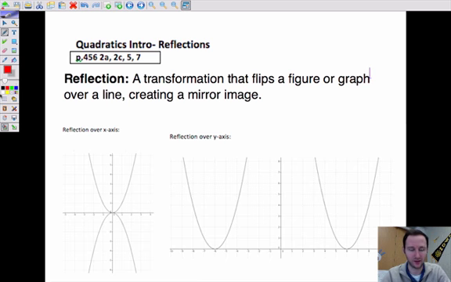Specifically, we're looking at parabolas. And in this one, we are going to look at a reflection, which also moves the shape, but sort of in a different way and kind of does something different with it. So before we look at parabolas, let's get this definition copied down. So a reflection is a transformation that flips a figure or a graph over a line, creating a mirror image.